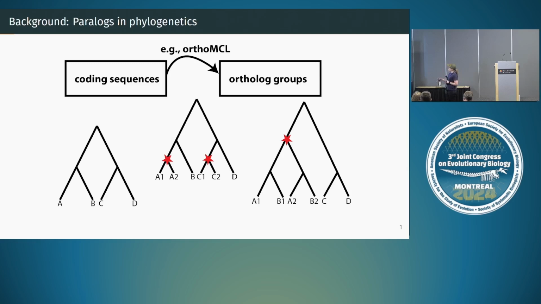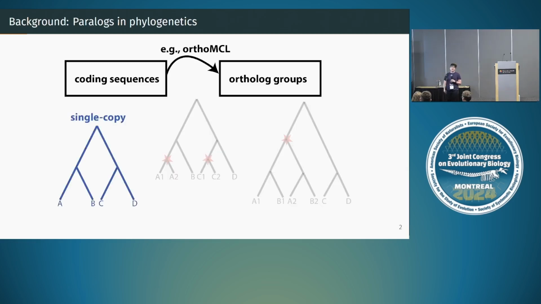So for example, here in the first tree, we have an ortholog group where there's a single gene from each species. And here in the second tree, we have an ortholog group where there are 2 copies in species A and species C. And the red stars here are indicating that these copies are related through a duplication event. So this ortho group includes paralogs.